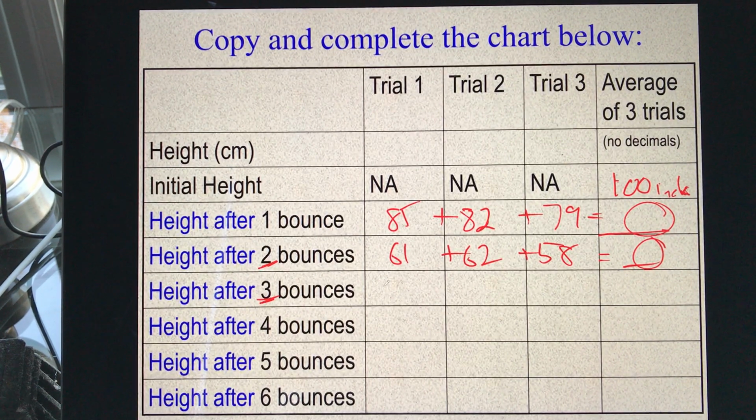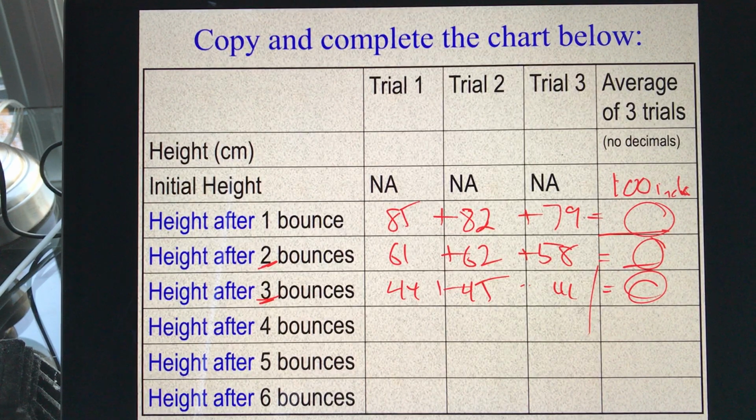And then after your third bounce, obviously it's going to be lower. So it's 44, 45, 41, whatever it is. Add those up, and that gives you your average there, and so on. You keep going. I said 6. Do your best. Get down as far as you can. I said about 6. Okay. These are just some example measurements. Don't worry about that. That's fine.